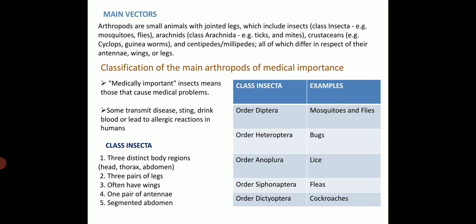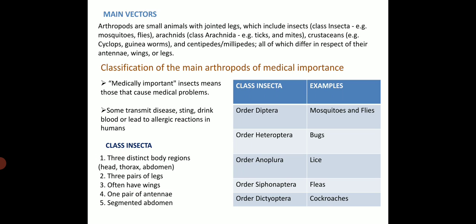Medically important insects are those that cause medical problems. Some transmit disease through a sting, by drinking blood, or lead to allergic reactions in humans. When you look at the class Insecta, the very important characters are: the body is divided into head, thorax and abdomen, 3 pairs of legs, often wings, 1 pair of antennae and a segmented abdomen.